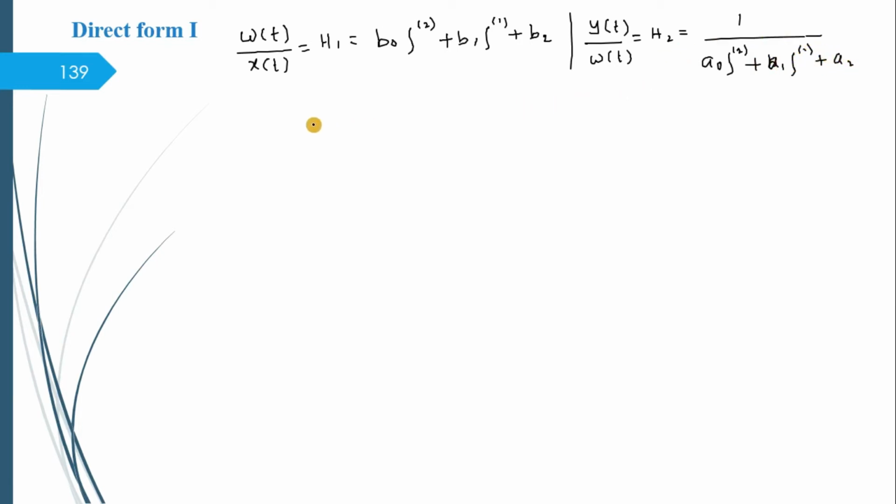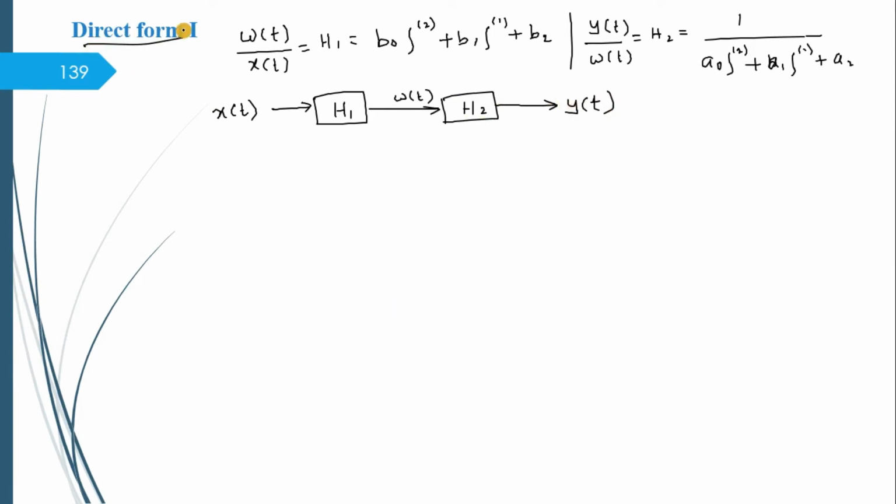This is h2. So you know that x of t is here. This is h1. You get the output as w of t, and I feed w of t as an input to the second system, and that will produce me y of t. So with this, we proceed with direct form 1 block diagram. The block diagram of the direct form 1 can be written as x of t is supplied to h1. What does h1 do? h1 does 2 time integration.